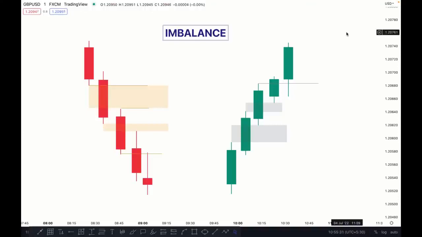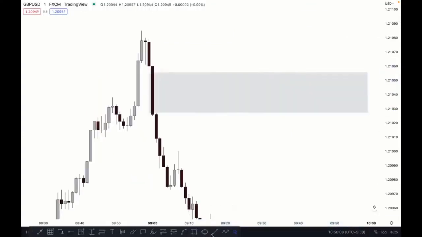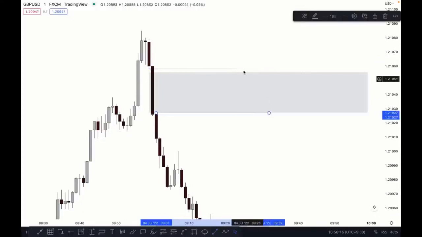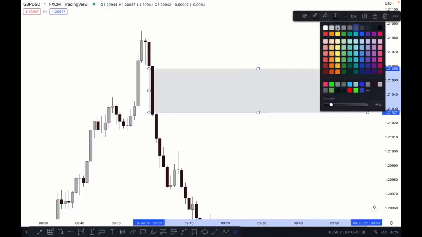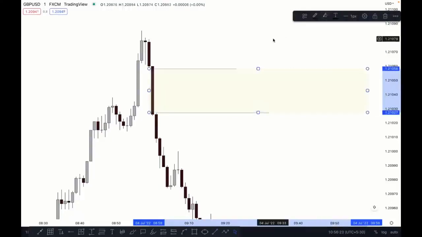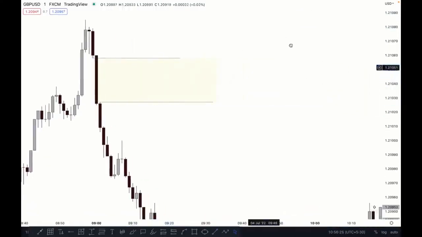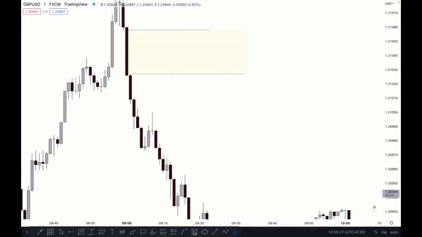Let's switch to the real chart to identify the imbalance. This candle's low is here, and this candle's high is here. So this is an imbalance between these candlesticks, right? And the same thing is here, the next candle's low and next candle's high, between this zone, this is also known as an imbalance, correct?